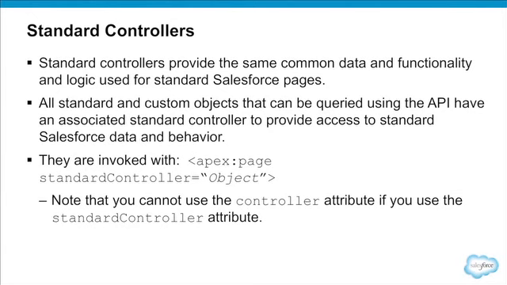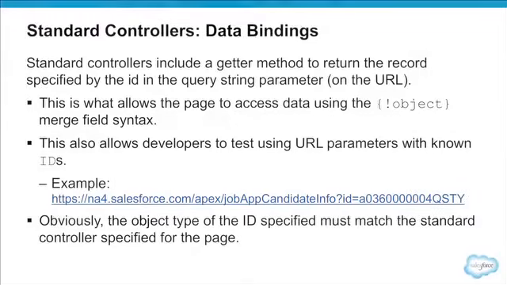All right, standard controllers. The way we reference a standard controller on a page is we use the standard controller attribute and we reference it based on the name of the object that we want to work with. A page, just so you know, can only have one controller, although it can have multiple extensions, and we'll take a look at that later. Our data bindings, we just talked about this. We utilize the ID query string parameter to locate the record that we want to work with.